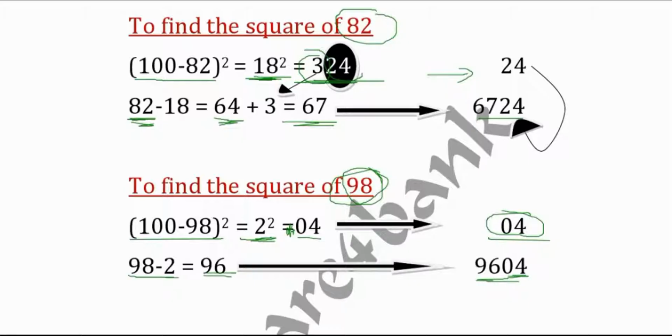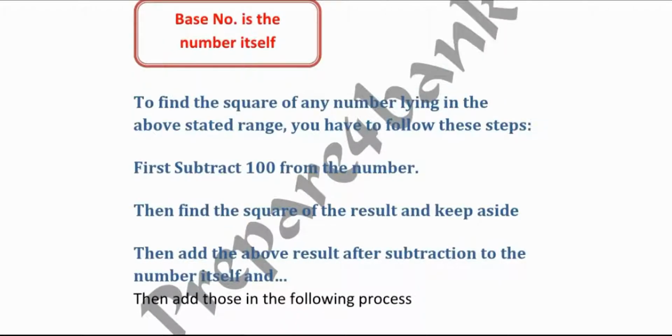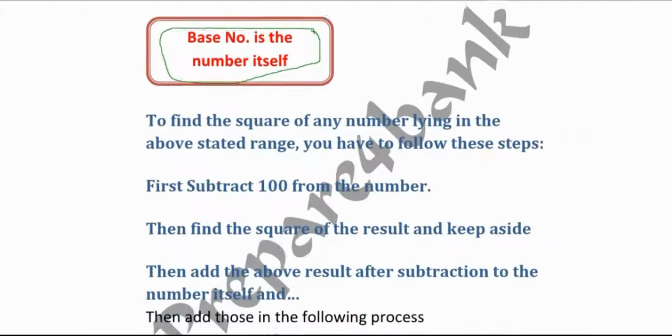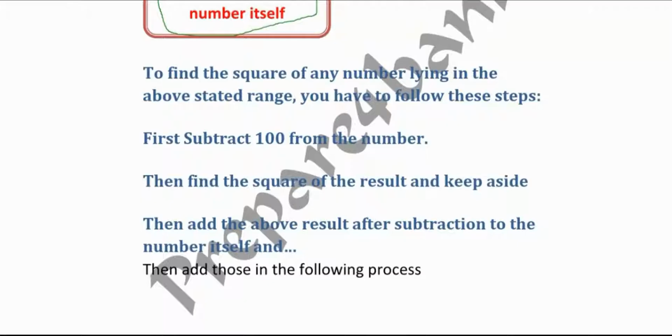Okay, so let's proceed to the next section. The next section is 101 to 150. Here too the base number is itself, but it is the easiest of the processes. How? Let's check out. So here is the process. You can pause it here and write it down, or else follow me.